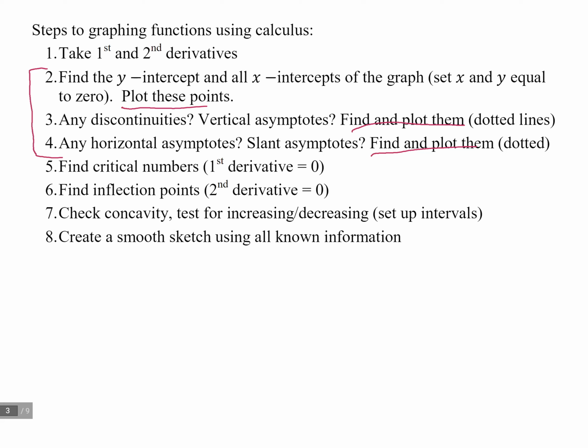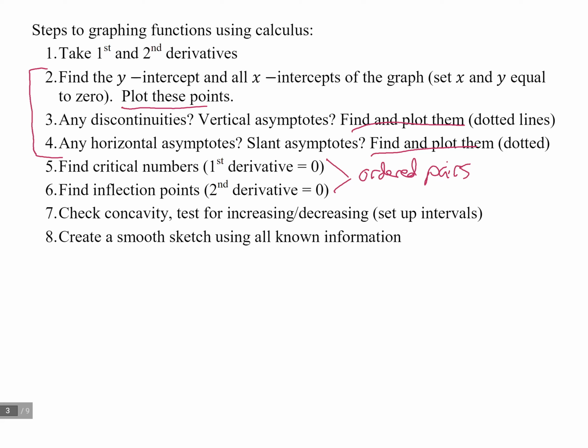Then, once I have the first derivative and second derivative, I go ahead and find my critical numbers by setting the first derivative equal to 0, and set the second derivative equal to 0. I find those critical numbers and I find my inflection points. With these two, you find your critical numbers and your inflection points. You want ordered pairs.